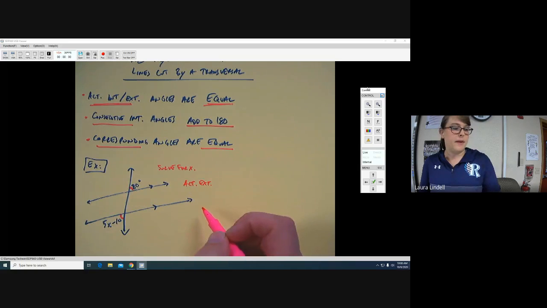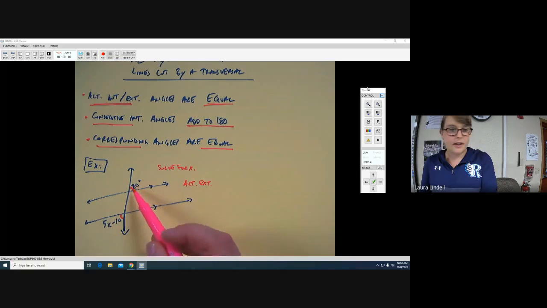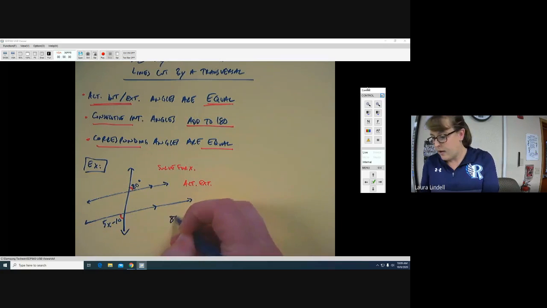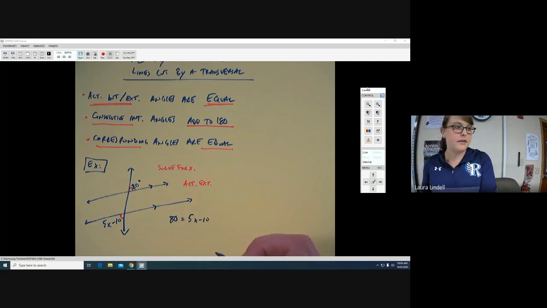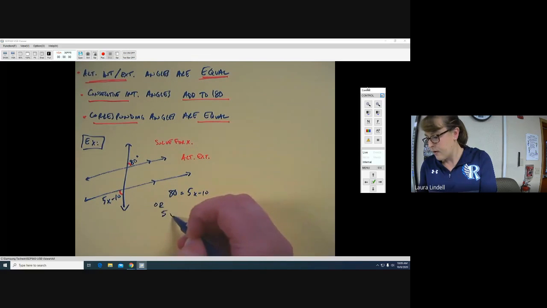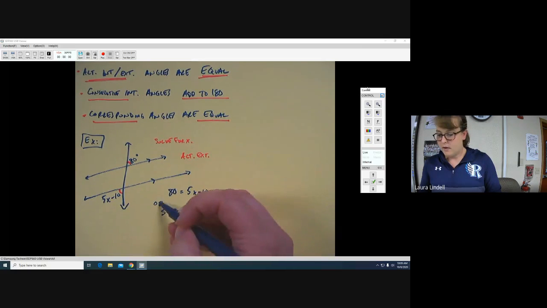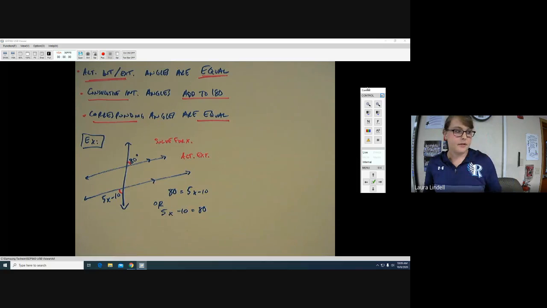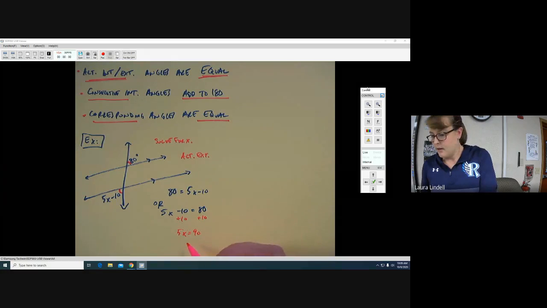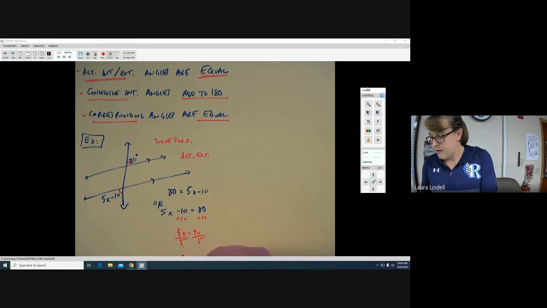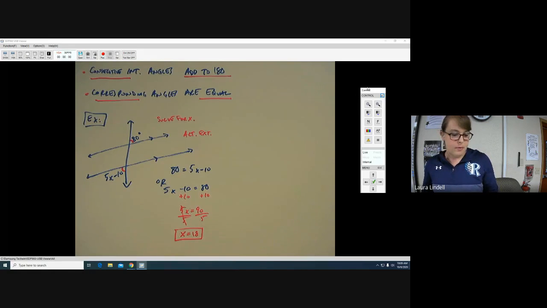So if we can identify the angle relationship, that's half the battle here. So these are alternate exteriors. And so since we know that alternate exteriors are equal, to set up my equation now, I have to just go, okay, 80 equals 5x minus 10. Or you can say 5x minus 10 equals 80. Either way. But we're going to then solve that equation for x. So I would add 10 to both sides. So 5x equals 90. Divide by 5 on both sides. And get x equals 18. So that would be my answer.